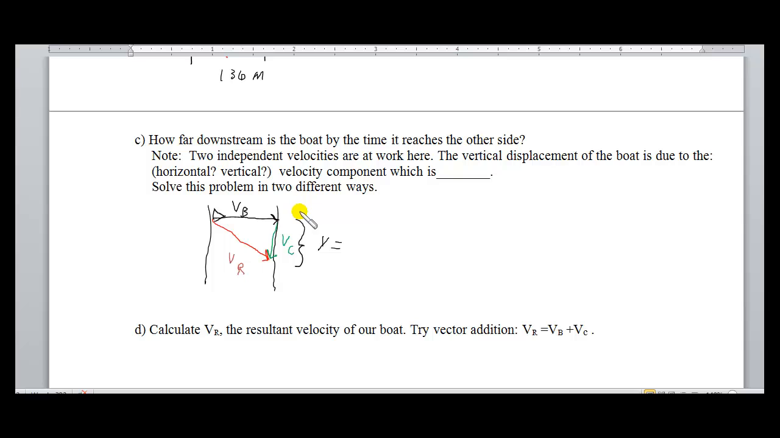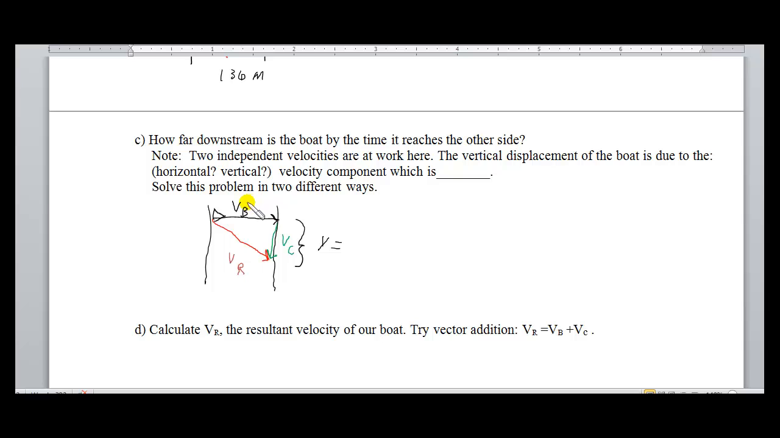Let's move on to another question related to this river problem. How far downstream is the boat by the time it reaches the other side? In other words, it's traveled not only horizontally, that 136 meters to get to the other side, but it's also traveled vertically. And again, there's two independent velocities at work here. The vertical displacement of the boat is due to, well, what's our choice here? Velocity component, which is, and put in the value of that velocity.